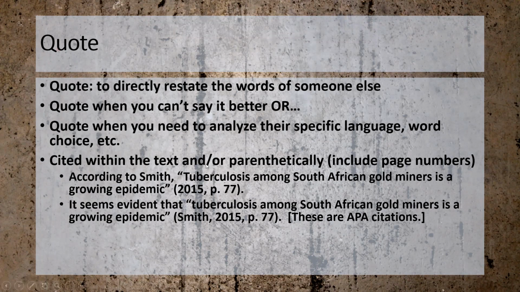So, according to Smith, quote, tuberculosis among South African gold miners is a growing epidemic. Now, I will go ahead and say these are examples I just made up. These are actually not great examples of quotes. So here, I'm not exactly following my own rules about when you should quote, but I'm trying to just illustrate what the quote will look like, right?